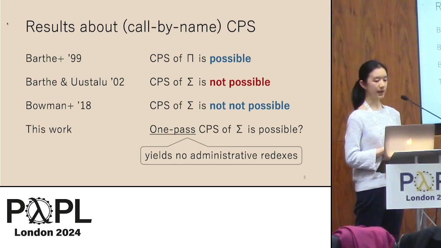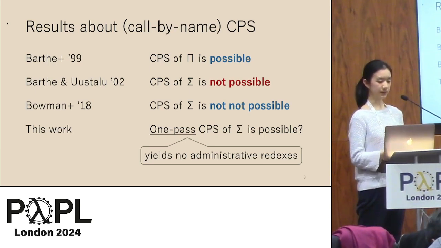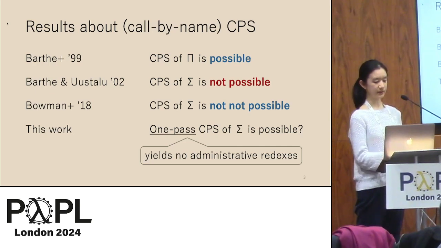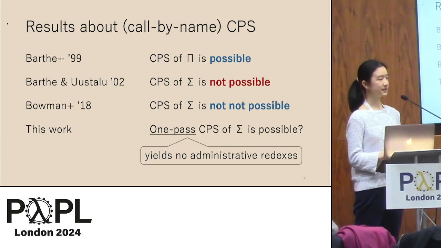In the literature, we have some results about dependent type preserving CPS translation. And the latest work by Bowman et al. shows how to translate the sigma type using naive CPS translation. This work aims to extend Bowman et al.'s results to a one-pass translation. A one-pass CPS translation does not yield any administrative redexes, so the translated program runs faster and is easier to reason about. And I'm going to show you what kind of new challenge will arise in defining such a translation.